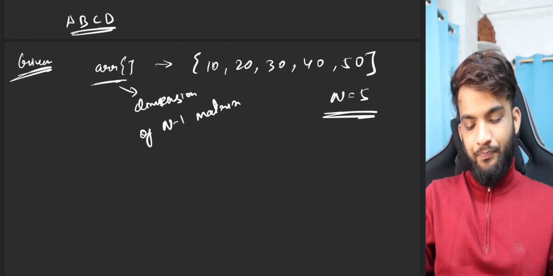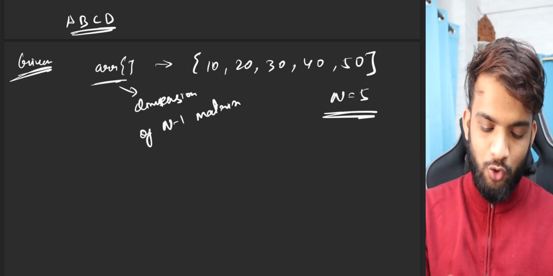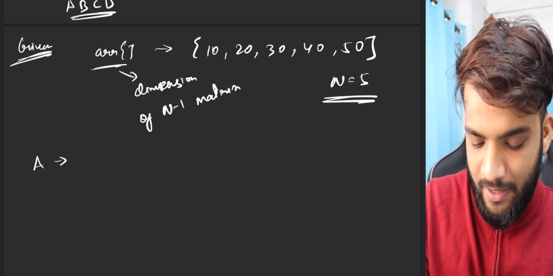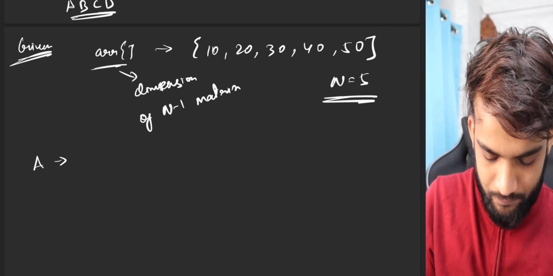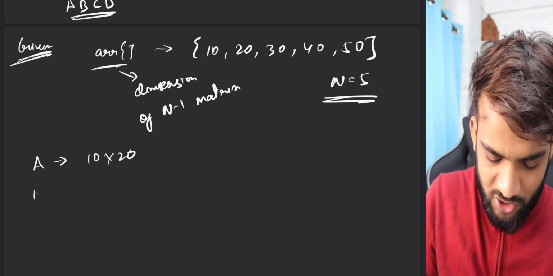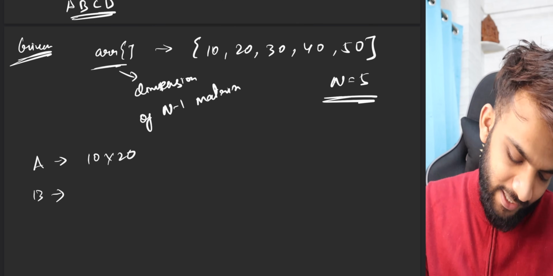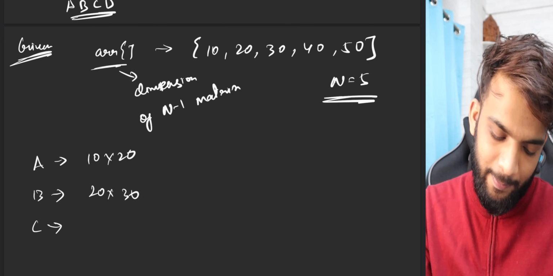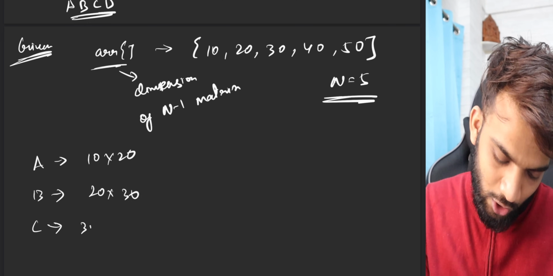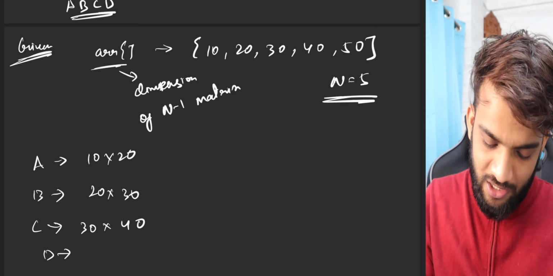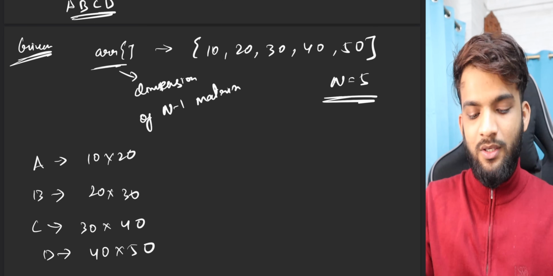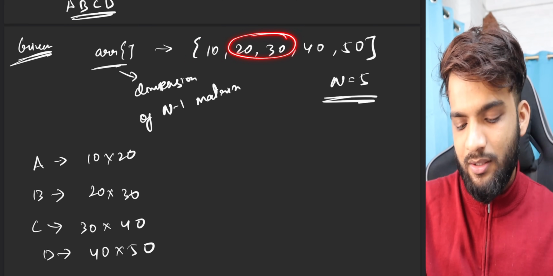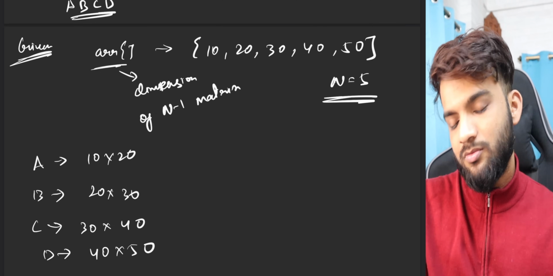Let me explain. If I ask you, what is the dimension of A? The dimension of A will be 10 cross 20. The dimension of B will be 20 cross 30. The dimension of C will be 30 cross 40. The dimension of D will be 40 cross 50. So basically, 10 cross 20, 20 cross 30, 30 cross 40, 40 cross 50.